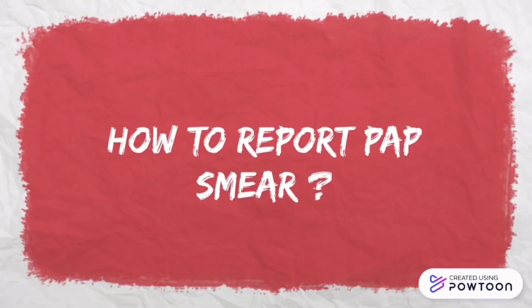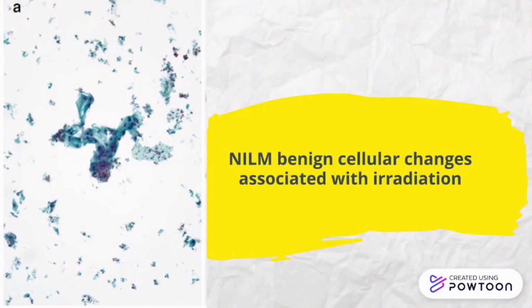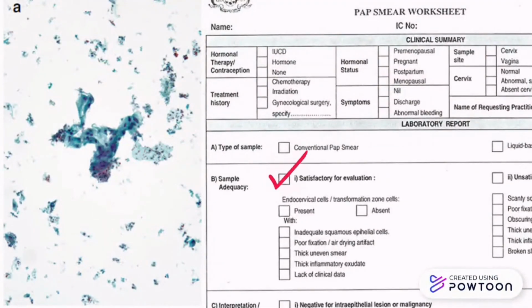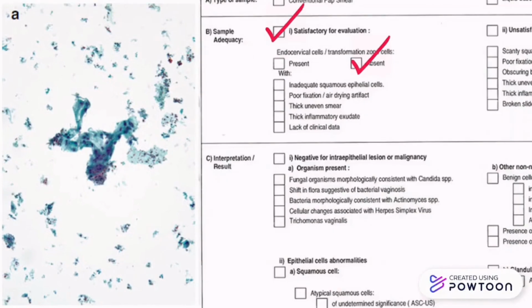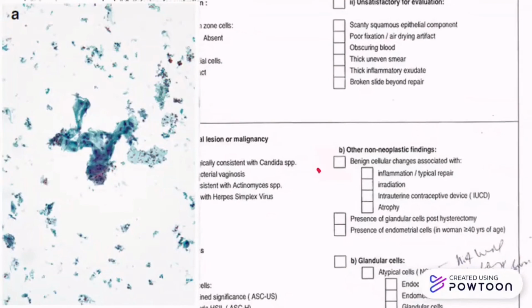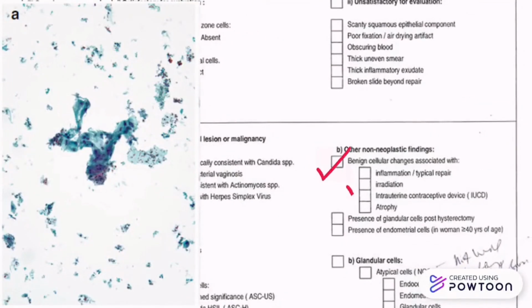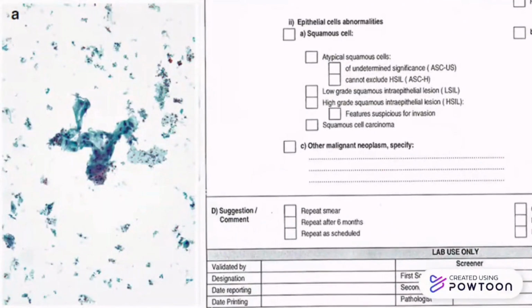So, how do we report the Pap smear based on the worksheet? This is a sample of a Pap smear. This picture shows NILM, benign cellular changes associated with irradiation. To report, firstly, tick Satisfactory for evaluation and endocervical cells or TZ cells absent in the form. Next, in the interpretation section, tick NILM and choose benign cellular changes associated with irradiation. And lastly, tick repeat smear as scheduled in the suggestion section.